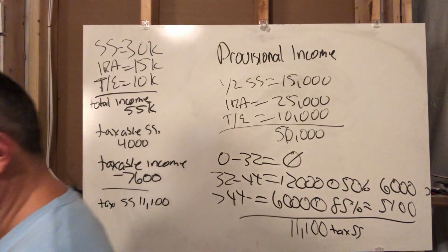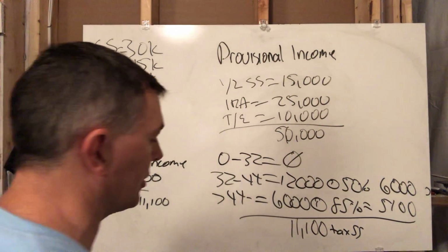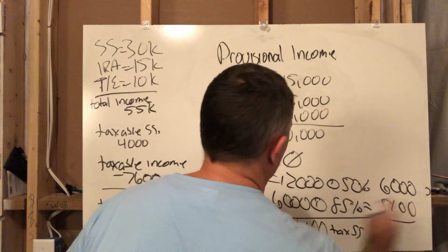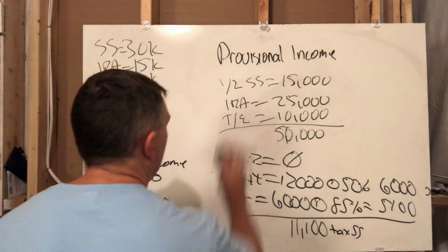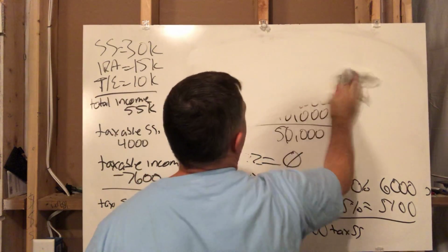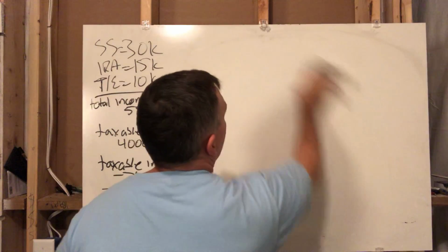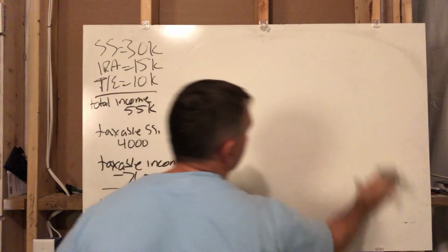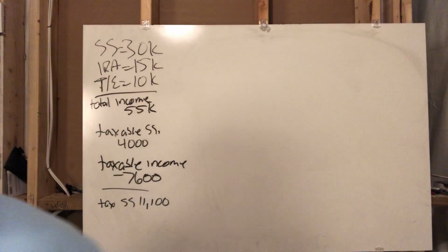Are you with me so far? Let's keep going, because we have a lot to accomplish in a short amount of time. So $11,100 is our taxable Social Security. What we need to figure out next is our AGI, Adjusted Gross Income. If you haven't watched my first video, watch it because it will help, but this will be just as fine too.